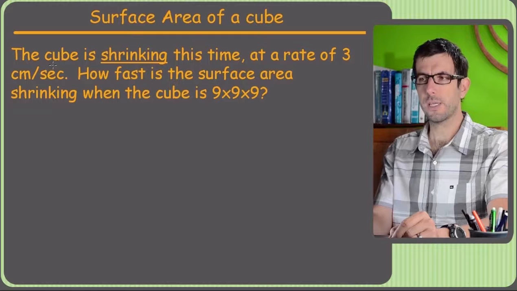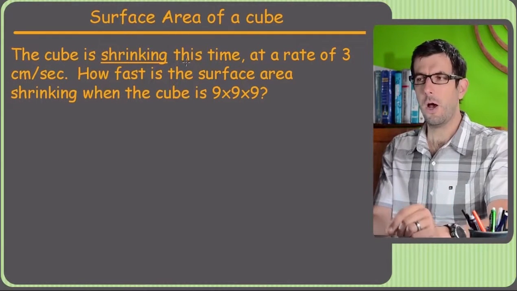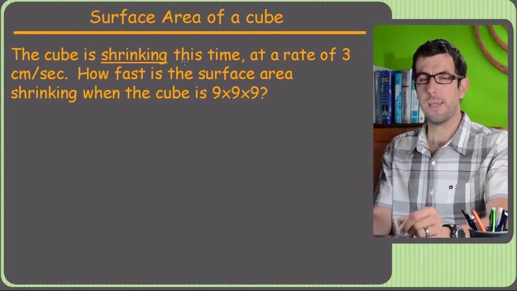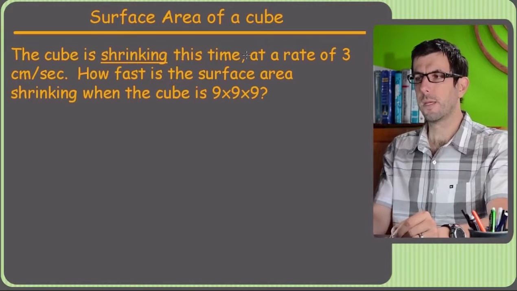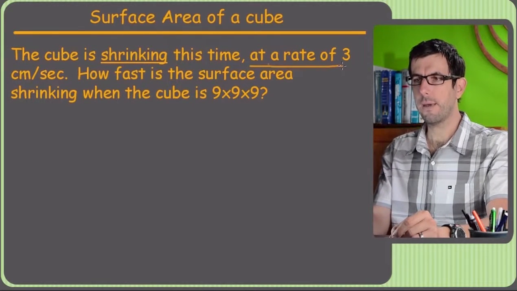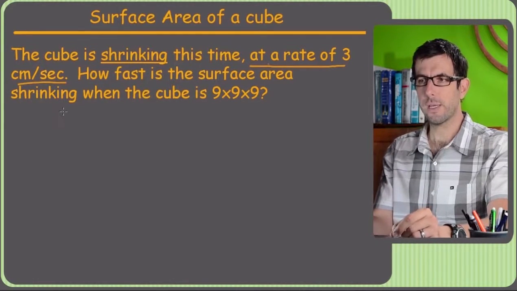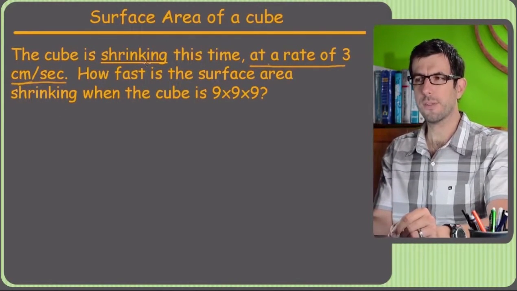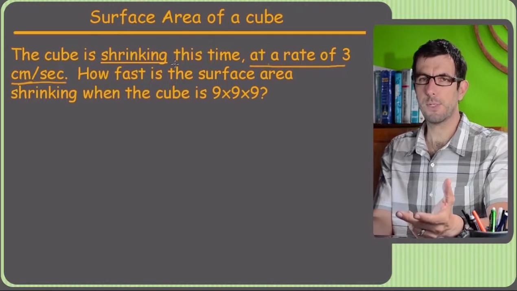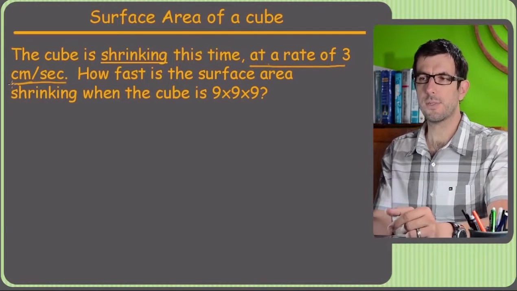Alright, so they're saying the cube is shrinking. So that's a little bit interesting. All that means is we'll put a negative sign in front of whatever number it is. So it's shrinking at a rate of 3 centimeters per second. Alright, so the edge length, and I know I wrote this a little bit ambiguously, like does that mean the volume is shrinking or the edge? But since the units are centimeters per second, that means it must be the edge length.